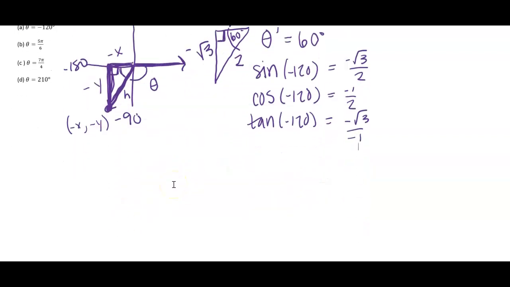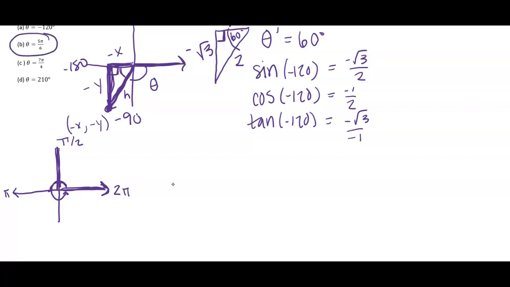All right, part B wants us to look at 5 pi over 6, excuse me. So here is my initial side. Now, if I were to remember all the way around is 2 pi. So halfway around in terms of radians is pi. And my positive y-axis would then be pi over 2.